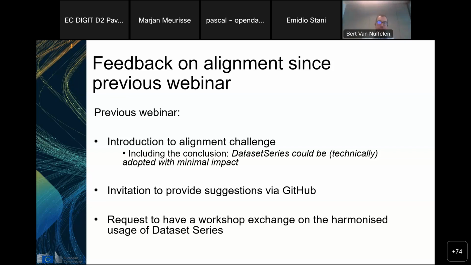We already asked in that webinar to provide suggestions via GitHub. We have taken into account what was available for this webinar, but there were not that many, so that is an invitation again to give us suggestions and feedback after this webinar. During the previous webinar, there was also an explicit request for harmonization on dataset series and their usage, so we took this invitation from the working group and organized this webinar on this theme.